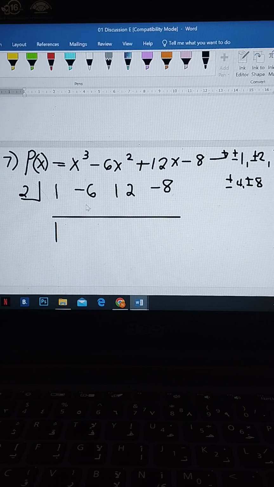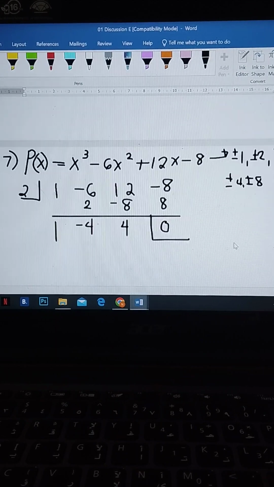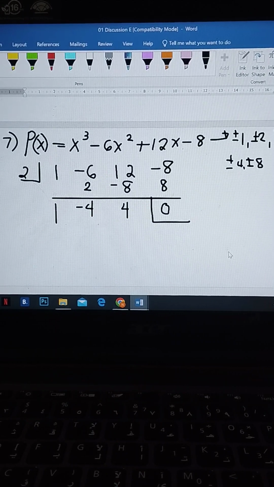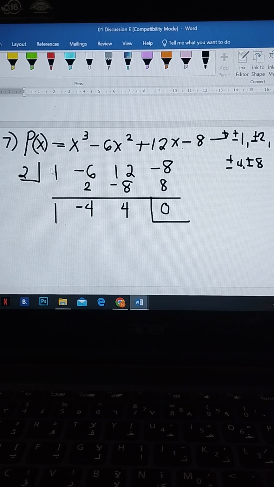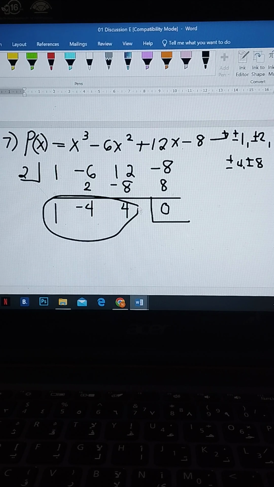1 times 2 is 2. Negative 6 plus 2 is negative 4. Negative 4 times 2 is equal to negative 8. 12 plus negative 8 is equal to 4. 4 times 2 is equal to 8. Then 0. Okay, if you are going to use synthetic division, no need for you to go back to the original coefficients. You can just make use of this to continue factoring.